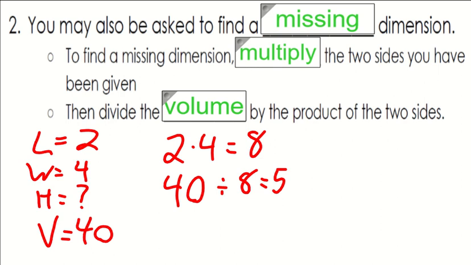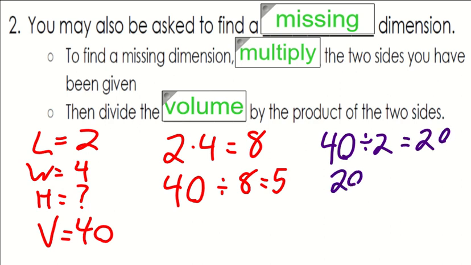Personally, that's not the way I would do it, okay? The way I would do it is you start with your volume, and you just divide by each of the sides, all right? So you divide by 2, that's 20, 20, that's 5. Okay.